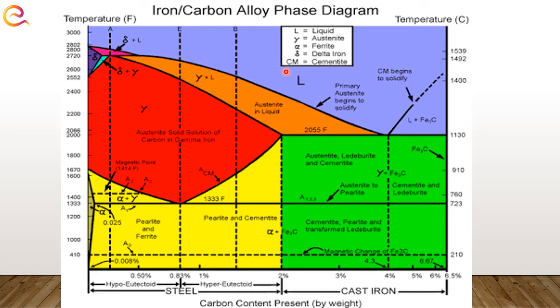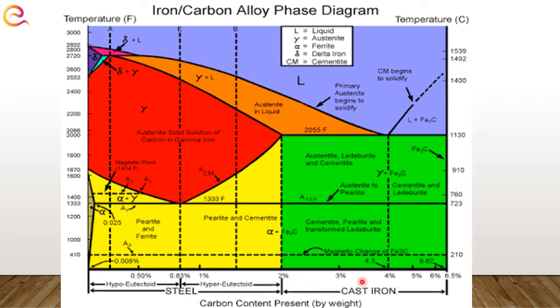To study all these phases, we will have a different session, but today we are using this diagram to see the range of steel and the range of cast iron. So here you can see 0.008% of carbon at this point, and here you can see 2% of carbon. On the horizontal axis we have taken the percentage of carbon. From this point to this point, this whole yellow zone shows the zone of steels.